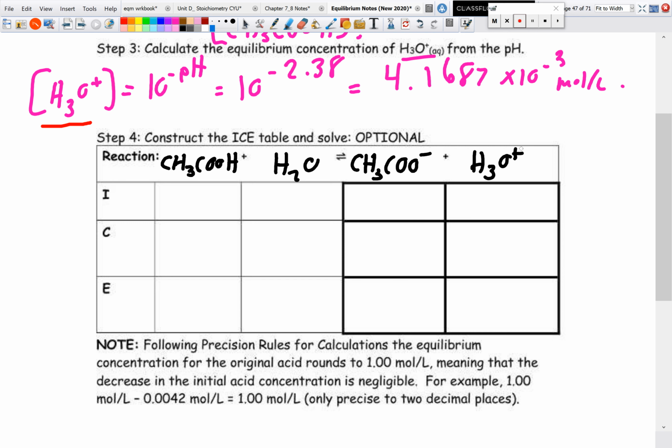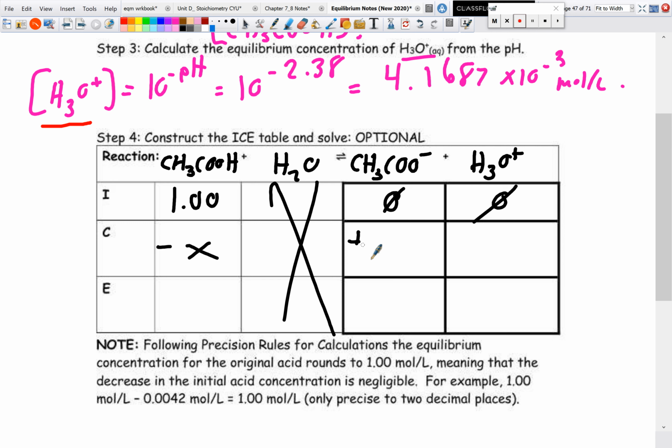So originally, our acetic acid was 1 mole per liter. Water, we don't worry about it because it's a liquid. Our products were 0. Now the coefficient in front of acetic acid is 1, so it's going to go minus 1x, whereas our products are going to be plus 1x for both. So 1.00 minus x for our acetic acid, and these are going to be x. Now, luckily, we have our x value, but we also found this right here. So remember, if you have two values for equilibrium, you can write them both in.